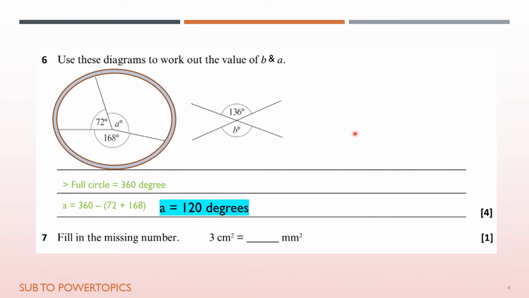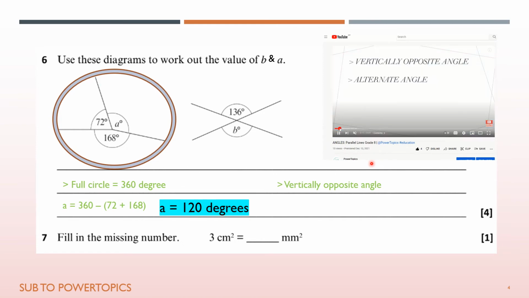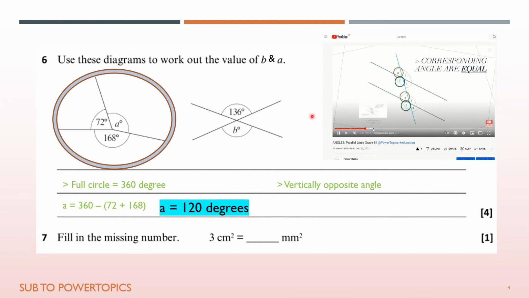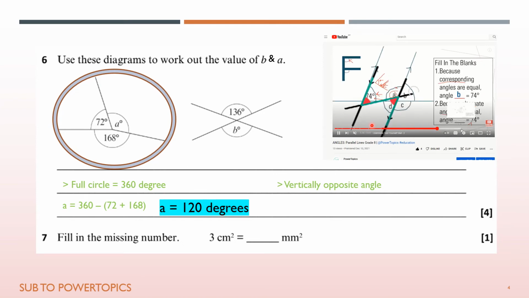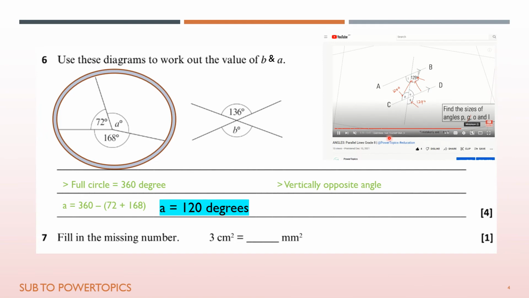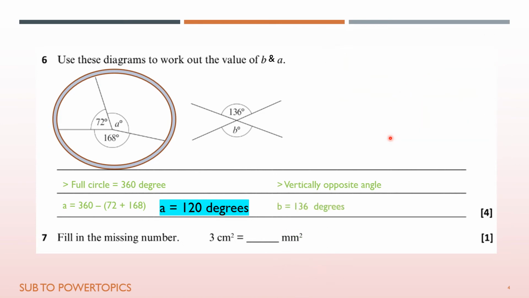To find the value of B, we will have to use the vertically opposite angle. I've made a video on it. You can go check it out later. As you can see, I've covered all the sections for the grade 8 angles topic. You can go watch my video first, so you'll know how I got 136 degrees as the answer.